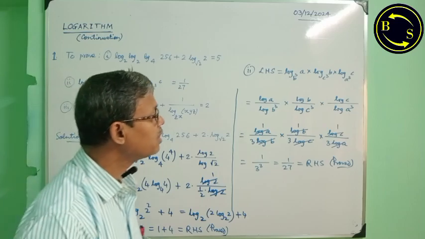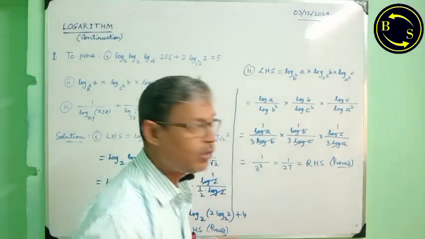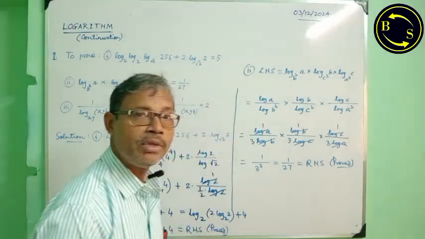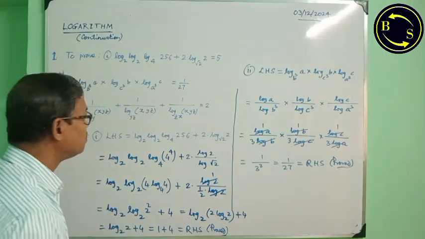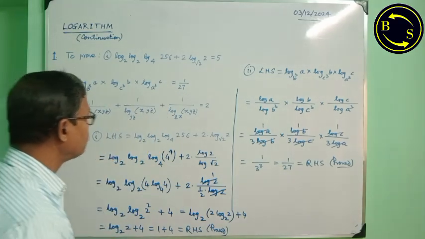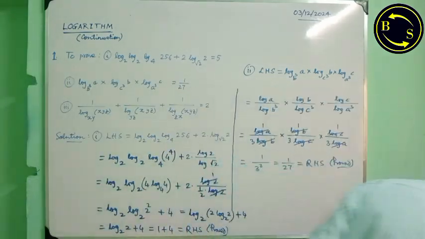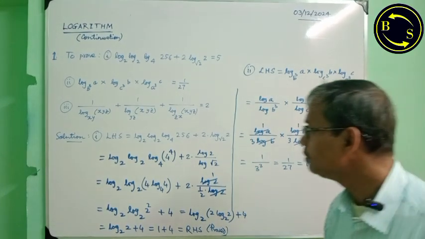In many cases, if you use the base changing formula, the sum will be easier. Now we have worked out two sums. Then sum number 3. Followers or students have already copied this one.